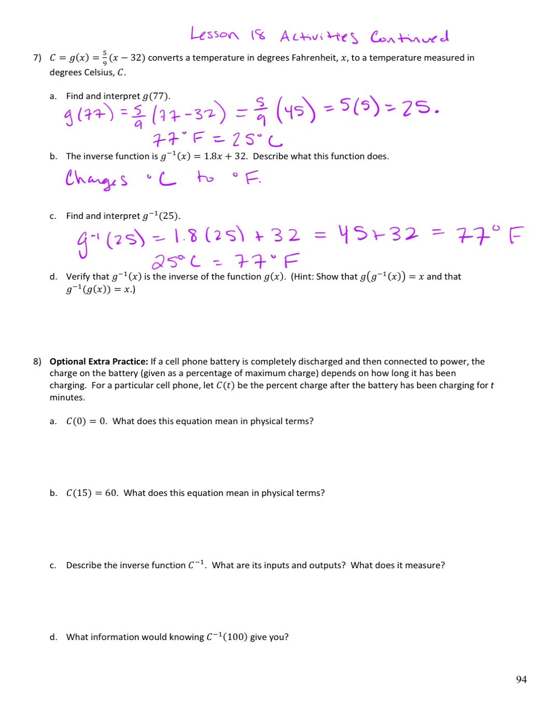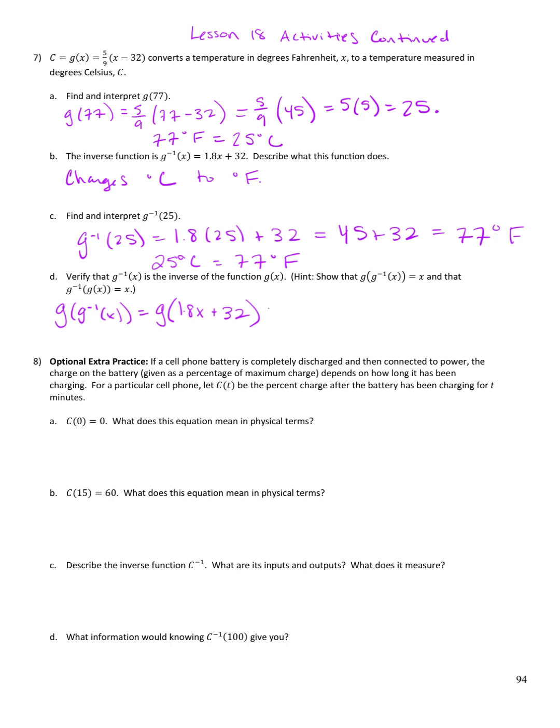And then lastly, we want to verify that g inverse of x is the inverse of the function g of x. So show that g of g inverse of x equals x and vice versa, g inverse of g of x equals x. Okay, so g of g inverse of x. So I'm going to replace g inverse with its formula. So I have g inverse is 1.8x plus 32. And then I use the function notation to plug this formula into my g formula.